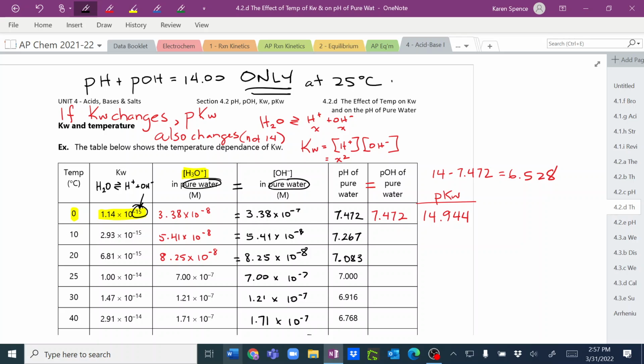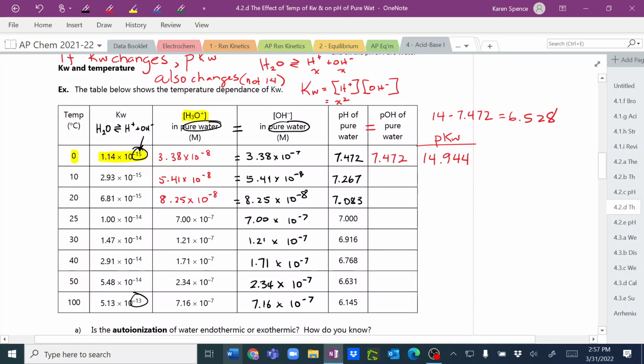Okay. And you could go through and do this for all of them, and you'll see that your pKw is different all the way down. Right? There's our magic 25 degrees Celsius.